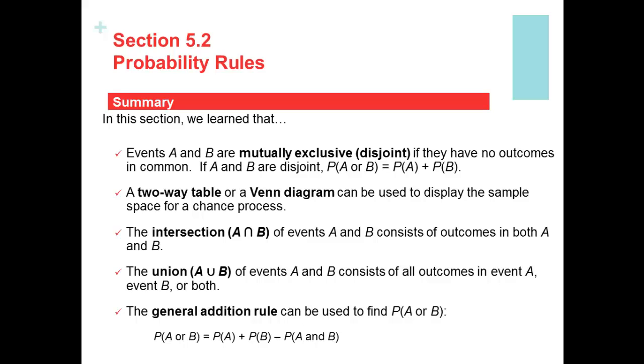The union of events A and B consists of the outcomes in event A, event B, or in both. You can find the probability of A or B by adding the probability of A plus the probability of B, but subtracting the probability of A and B.